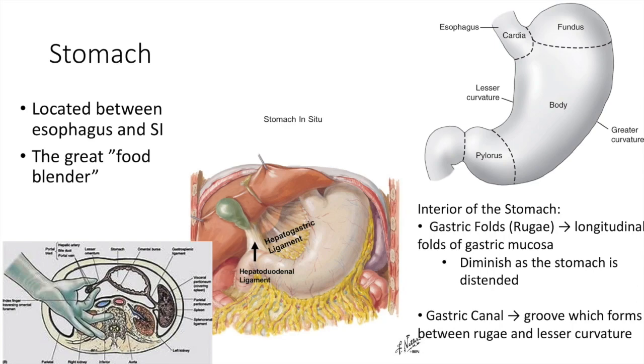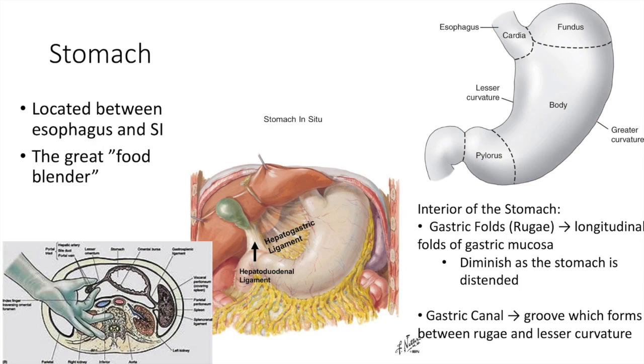So the smaller curvature, which would be at the top, is our lesser curvature, and at the bottom it's a bigger curve, so that's going to be our greater curvature. It's held in place to the gallbladder through the hepatoduodenal ligament. And then the lesser curvature is held by the hepatogastric ligament.